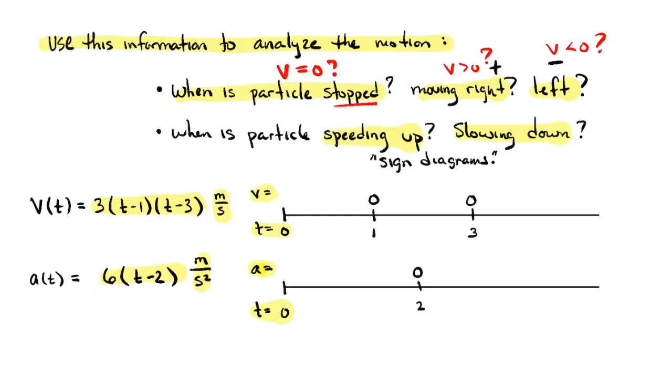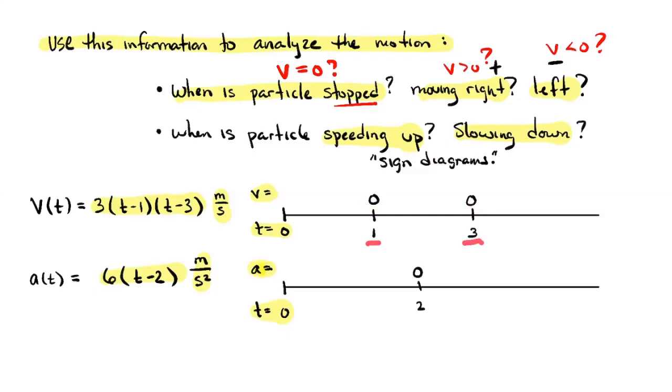Why did I mark t equals 1 and 3 on the velocity number line? Because t equals 1 and t equals 3 are the two numbers that make the velocity equal to 0. All right, so that's what my picture means here. When t is 1, velocity is 0. When t is 3, velocity is 0. And there are no other values of t. That's why I marked those two t values and only those two t values.